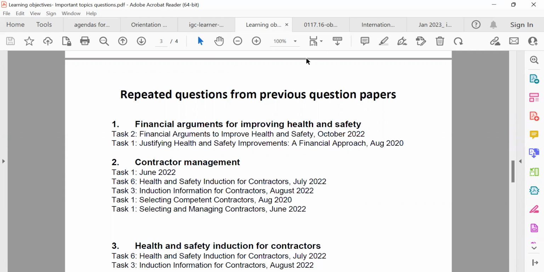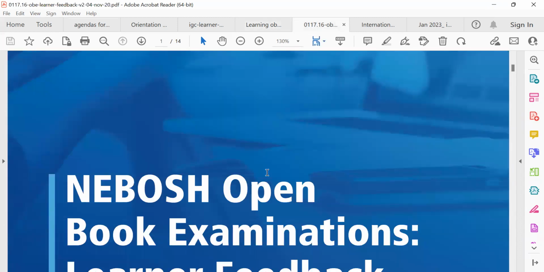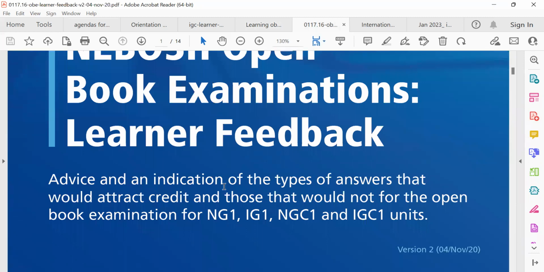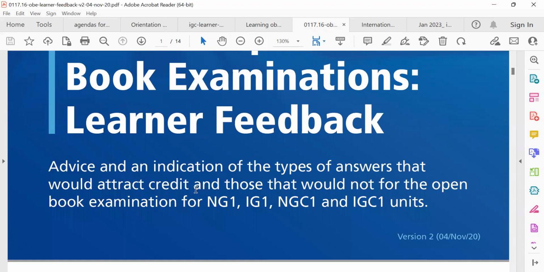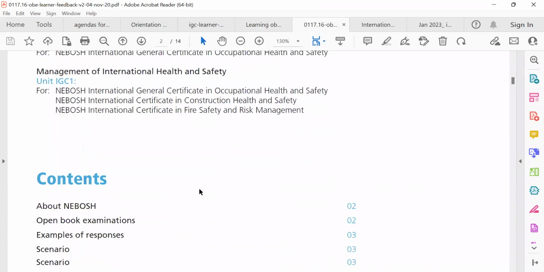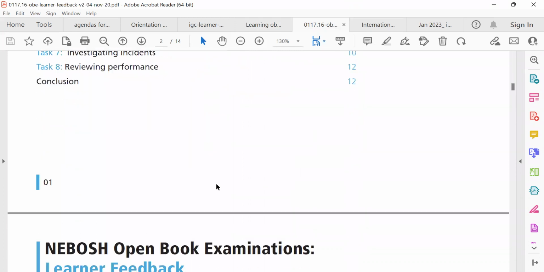The best solution, the best guide for this is NEBOSH's published learner feedback. It is available on their official website. It's quite old. It was published in November 2020, and it gives detailed advice and an indication of the types of answers that would attract credit and those that would not, for the open book examination for NG1, IG1, NGC1, and IGC1 units. So it explains how you need to answer those questions.